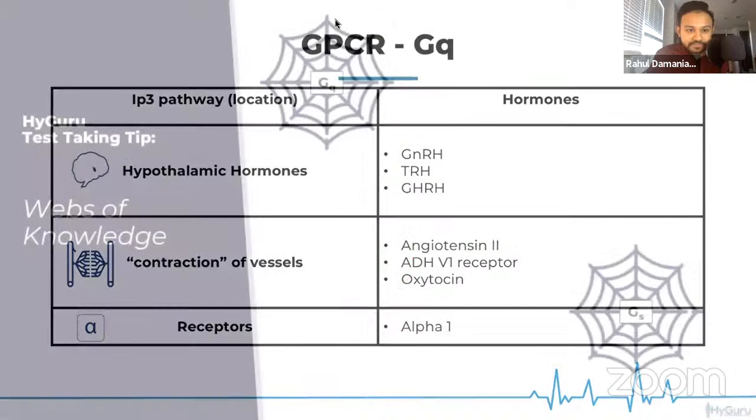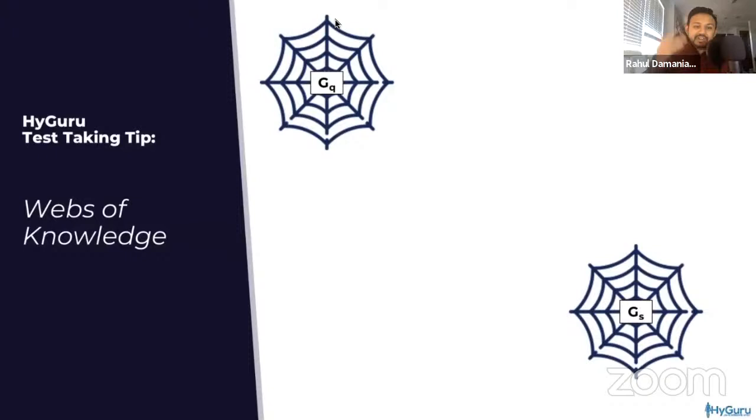So here's a little bit of a study or test-taking tip, and that is creating webs of knowledge. As you know, there's the GQ pathway and the GS pathway. And yes, you can go ahead and learn the process, and I think that's going to be really helpful. But in a stressful test-taking setting, you may just have some recognition and relations, just like a spider web, to the various components of the pathway. So for example, GQ: if you hear DAG, IP3, PIP2, protein kinase C, the USMLE is probably going for that GQ pathway. Similarly, if you hear adenylate cyclase, cyclic AMP, protein kinase A, if you hear those types of molecules or signaling components, the USMLE is probably going to be going for the GS pathway.